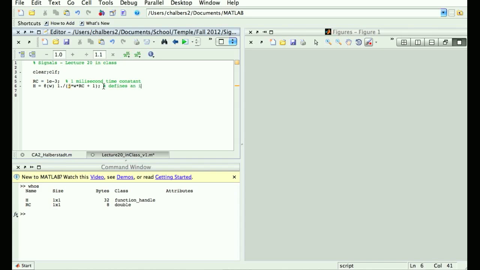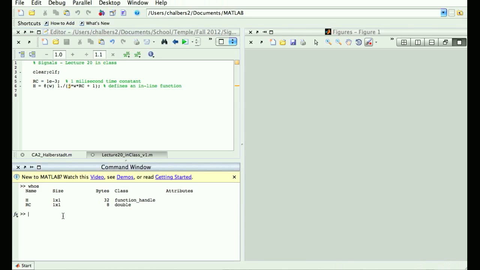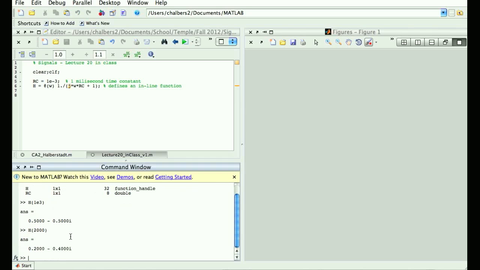If you look, I came down here and said whos. It says, what is h? It's a function handle. So now I can say things like, what is h of 1,000 radians per second? It's that number. What is h of 2,000 radians per second? It gives me an answer. Or I can give it a whole bunch of values. What is h of linspace, 0 to 5,000 radians per second? But I'm not crazy, so let's only have it give me 10 values. Okay, it gives me the 10 values. The point is, it's just a tool.